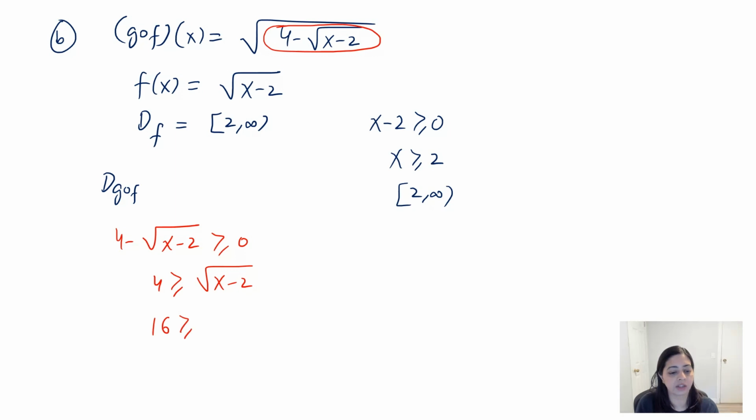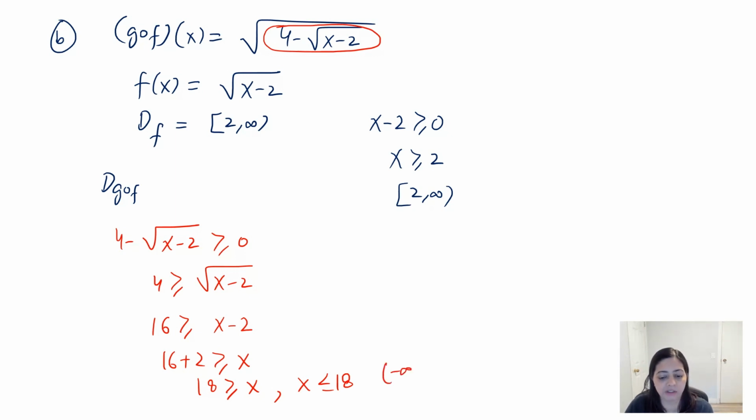So 16 is greater than or equal to x minus 2. So add 2. 16 plus 2 is greater than or equal to x. So 18 is greater than or equal to x, or in other words x is less than or equal to 18. So in terms of interval, that is negative infinity to 18. So the domain of g of f is the intersection of the domain of f and what you just found, negative infinity to 18.